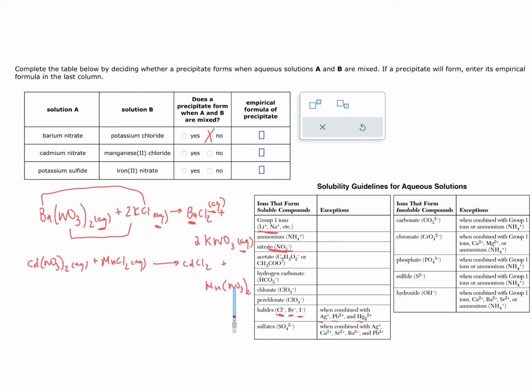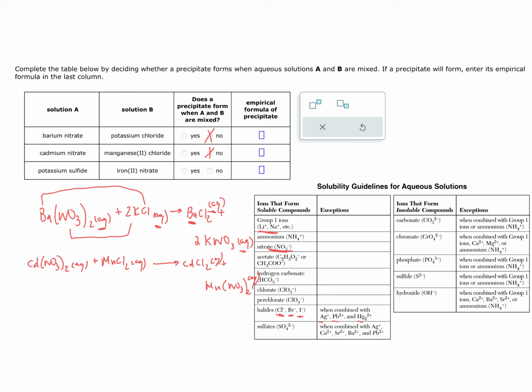And like we can see before, all nitrates are soluble. So this will be aqueous. And then we have a chloride. Chlorides would only be insoluble if we had silver, lead, or mercury, and we don't. So again, there is no precipitate in this case. This would be aqueous, this would be aqueous.